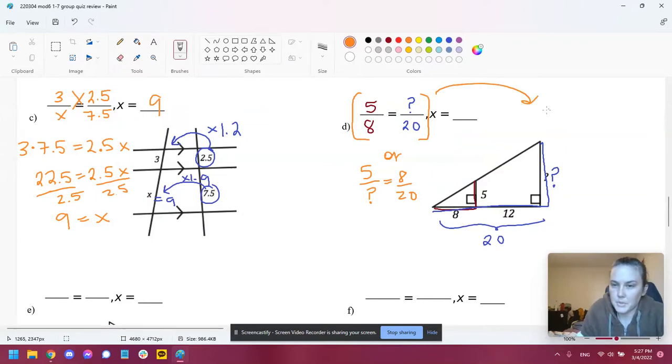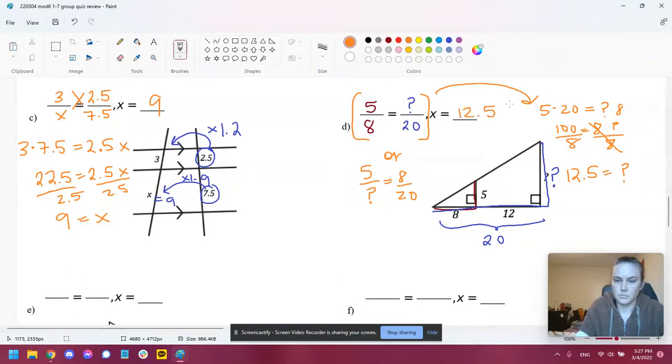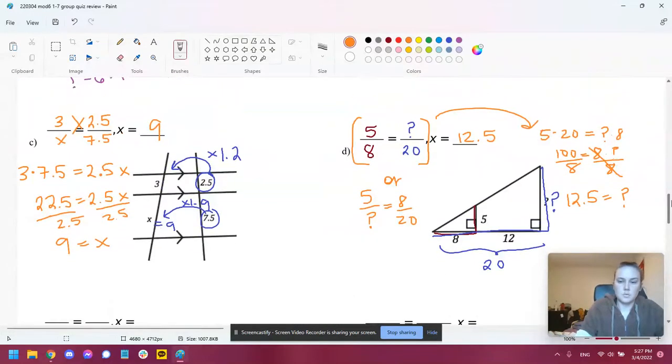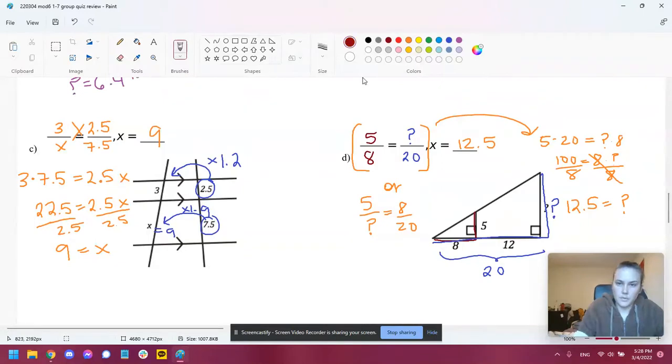Both of them give you the algebra sentence 5 times 20 equals question mark times 8. So we've got 100 equals 8 times question mark. We're going to divide by 8 and get 12.5. And again, this one would give you the same thing. It's still 8 times question mark, and it's still 5 times 20. Whichever makes more sense to you, do it.